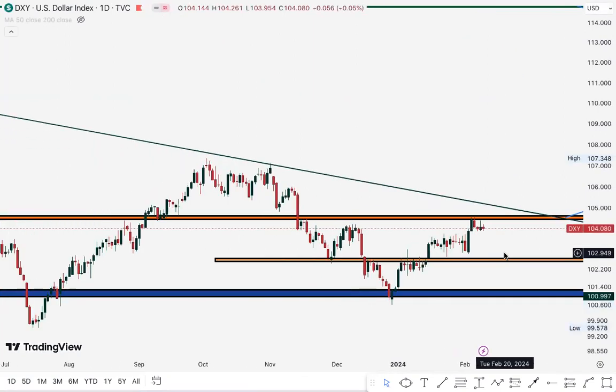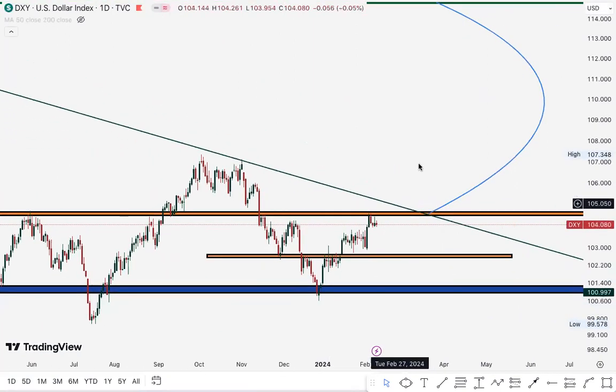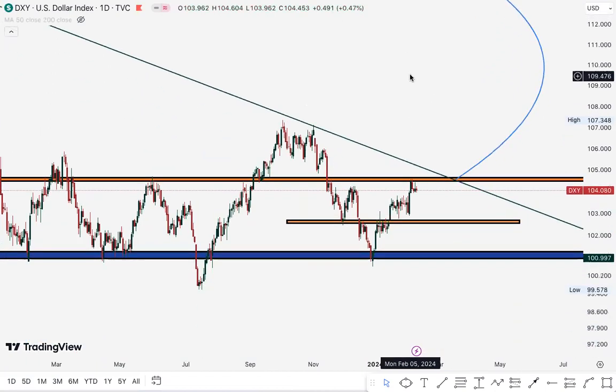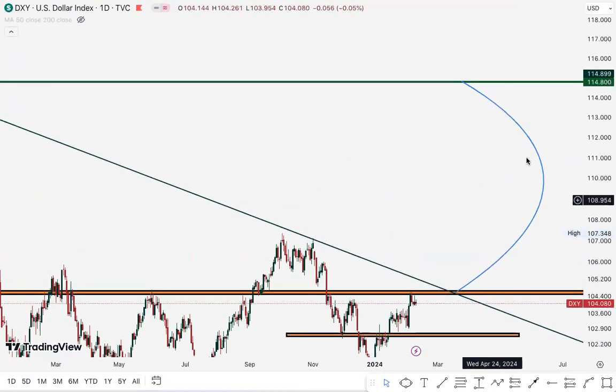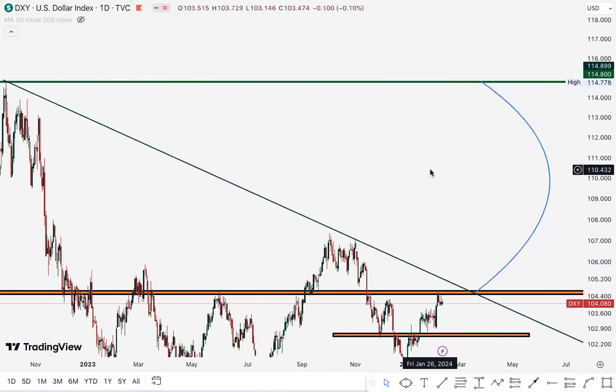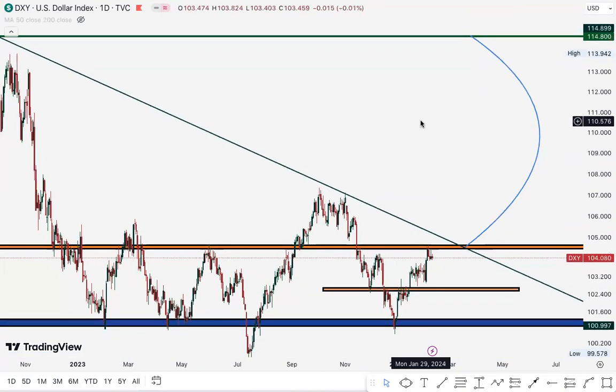So if we do breach these two levels successfully, then I see no reason why the dollar shouldn't rise all the way to 114.800. All right. So prime target, 114.800 is my prime target for the dollar index moving forward long term. All right, guys. So that is the end of our weekly analysis. That is the end of this episode of our weekly analysis.